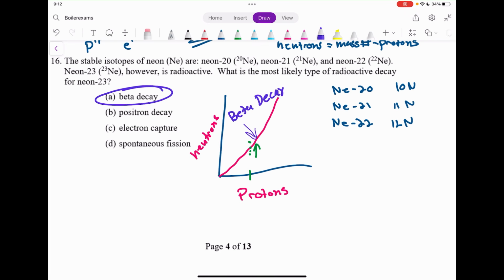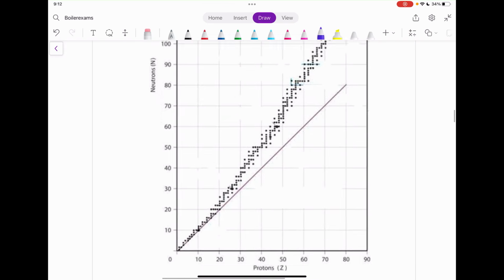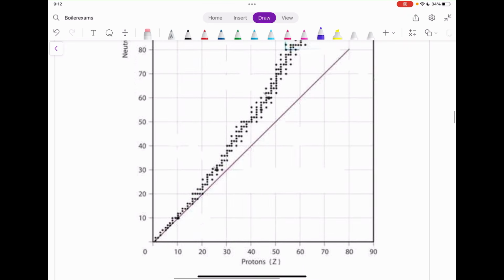So 16A. And also we can take a look at the band of stability to see if that corresponds to the real one. If you were provided this on the test, you could just plot 10 protons and 13 neutrons. Yeah, so you can see that we're kind of above the line, and we would need to come back down. Anything in this region is going to experience beta decay.